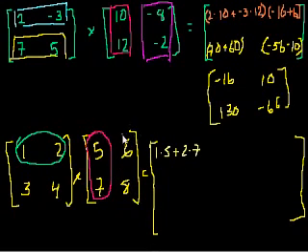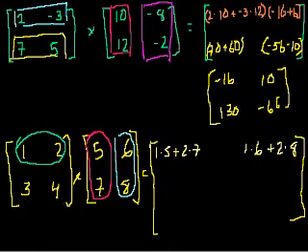Let me do that in a different color. So it'll be 1 times 6 plus 2 times 8. Let me write that down. Now we go down to the second row. We get our row information from the first matrix. Let me circle it with this color. And it is 3 times 5 plus 4 times 7.